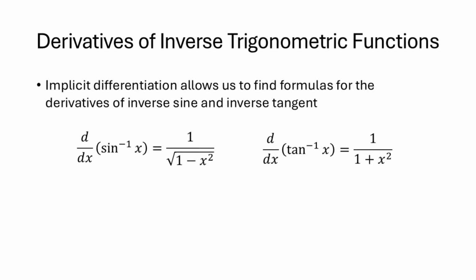We can also use implicit differentiation to find derivatives of inverse sine and inverse tangent. Notice here that the derivatives of inverse sine and inverse tangent don't have any trig functions in them, and that will be a useful fact that we'll talk about in Calculus 2.